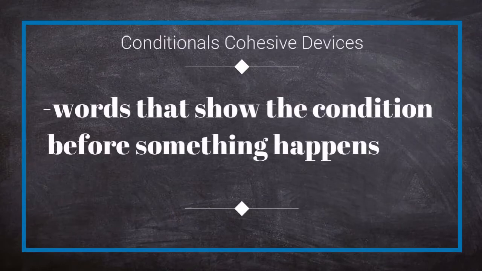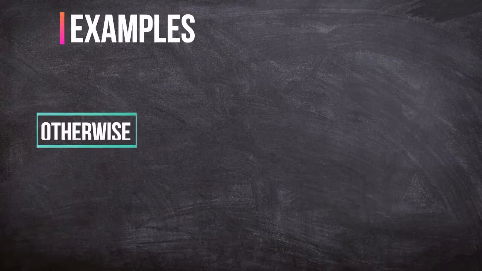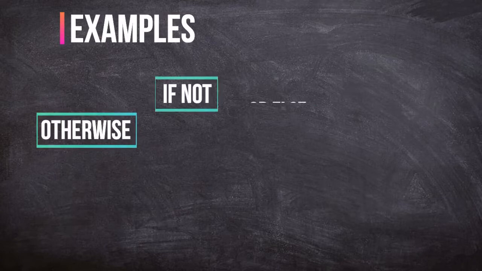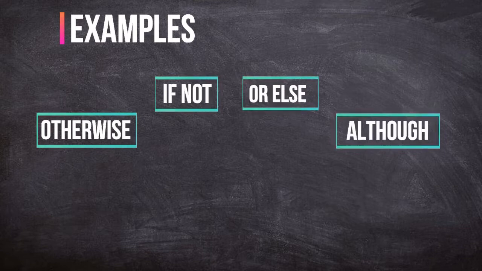Let's define. Ang conditionals cohesive devices are words that show the condition before something happens. Ibig sabihin may kondisyon na pinapakita. Pag ginamit mo ito, magpapakita ka ng kondisyon, no? Para maipahayag or maibigay sa iyong kausap. Ang mga halimbawa ay otherwise, if not, or else, and although.